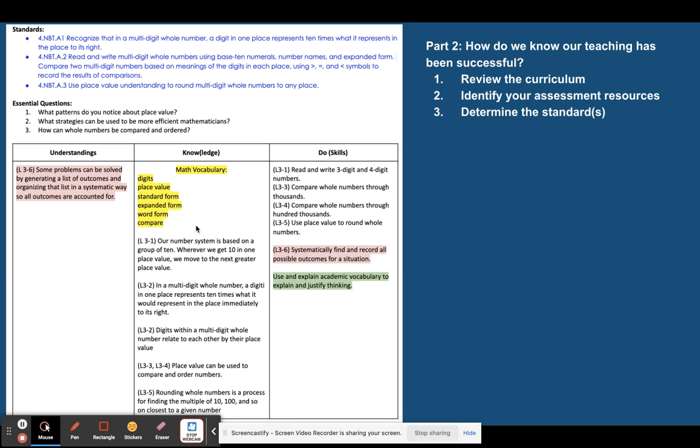I love that she's already highlighted for me the math vocabulary. And luckily, we've gotten the go-ahead that we can take out these two red here to replace them as needed. It's a good thing we ran that by our principal. I'm really excited to dig into this: use and explain academic vocabulary to explain and justify thinking. That's such an essential skill for students to be able to do.